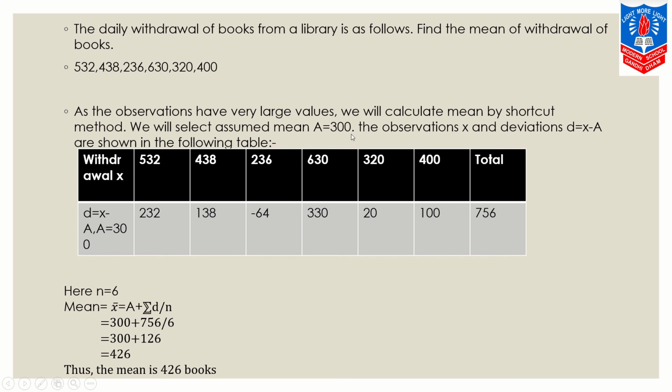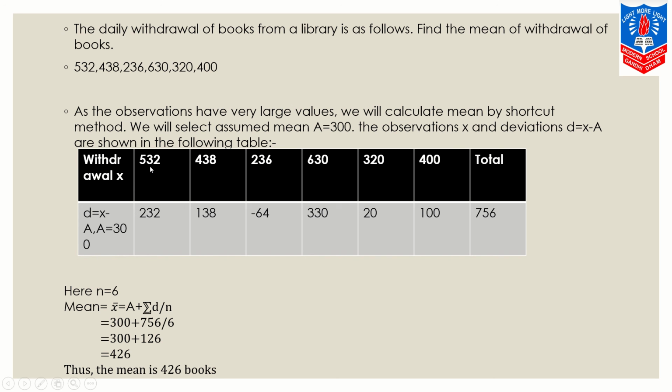Yes, आप assumed mean कुछ भी select कर सकते हैं. मैंने यहाँ पे 300 लिया है. The observations of x and deviations of d equals x minus a are shown in the following table. Withdrawal हमको बताया गया है. Same question is written. d equals xi minus a. Over here a, as I said, is 300 students. हम deduct करेंगे एक एक को यहाँ पर अभी. Yes, we will start deducting.